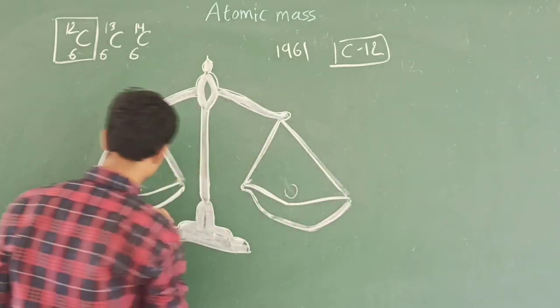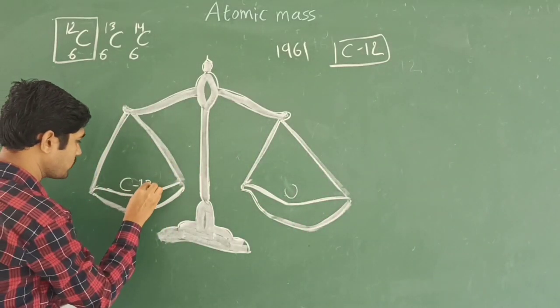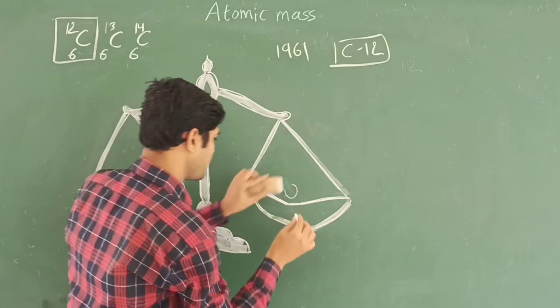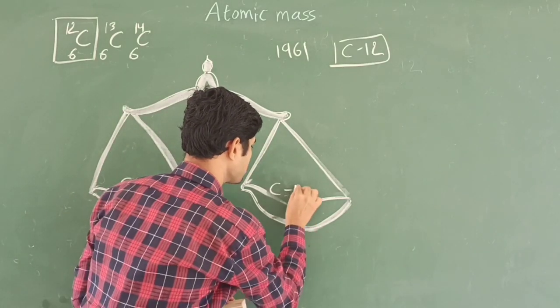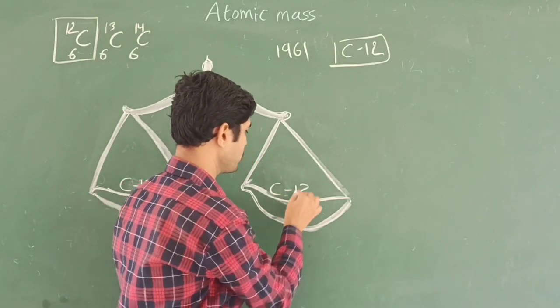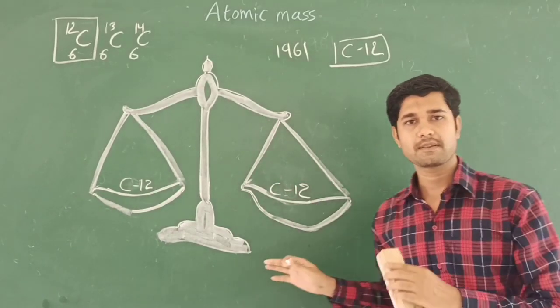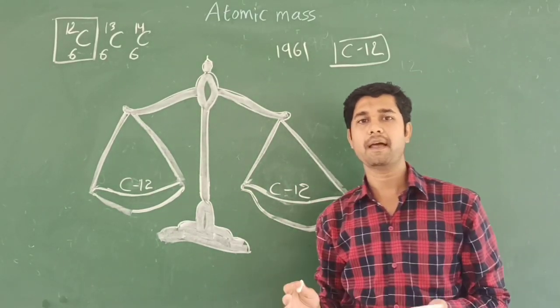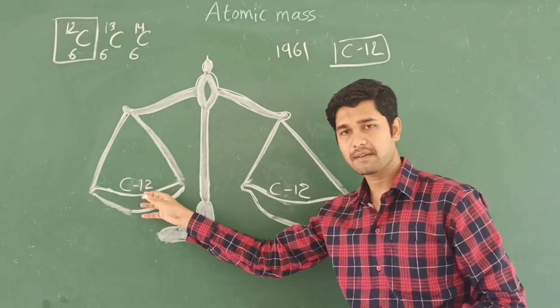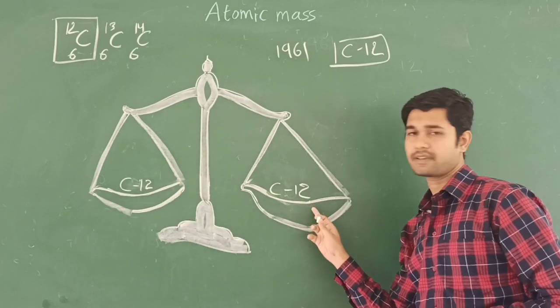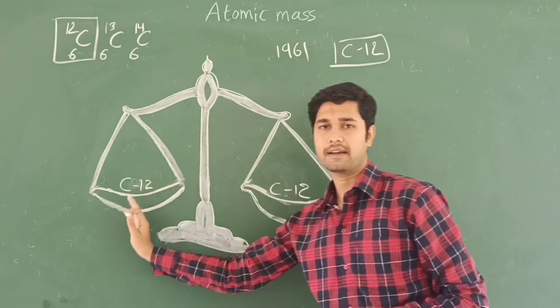Now I am going to measure this carbon 12 isotope against another carbon 12 isotope. What will happen? Is it balanced or not? Yes, it is balanced because the mass number is the same on both sides. This is the standard unit and this is the relative mass.